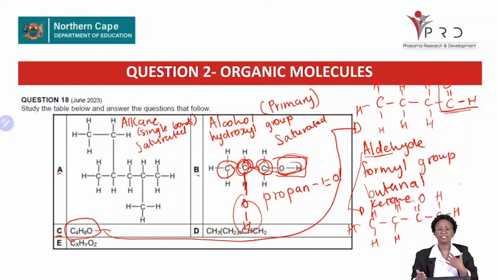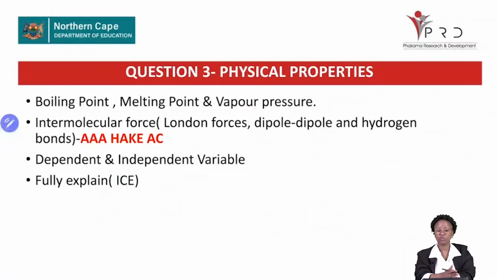So that is how the examiner is asking the question. You can see that we didn't even go through the questions. We just looked at the table itself, and the table was able to tell us what the examiner can ask. They can ask what is the general formula of C. You must know what the general formula is. Is it saturated or unsaturated? I already know that this one is saturated. So those are the things that you need to do for all of them. That is how you deal with question 2 as you practice. I hope this is going to assist you.